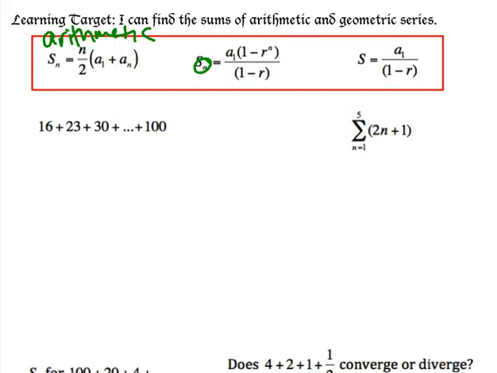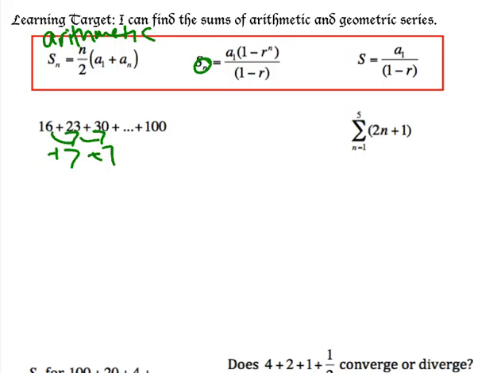Let's start with this first problem up here. It says 16 plus 23 plus 30 plus ... 100. You have to find out, are we multiplying, are we dividing, are we adding, are we subtracting? To get from 16 to 23, we add 7. To get from 23 to 30, we add 7. It's safe to say that this is arithmetic. And so as you're doing this, what you want to find out is how many terms are there in your sequence, or in your series? You need to know, how are you going to get to 100? And the way that you can figure out how to get to 100 is to work backwards.